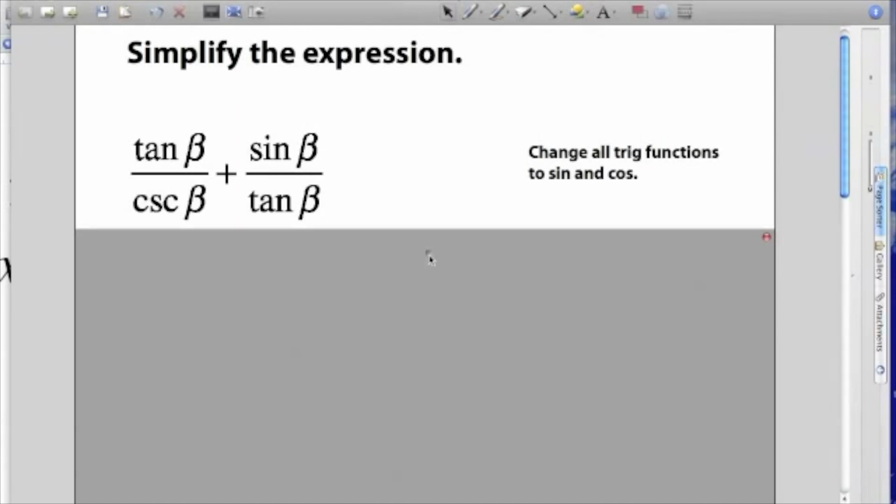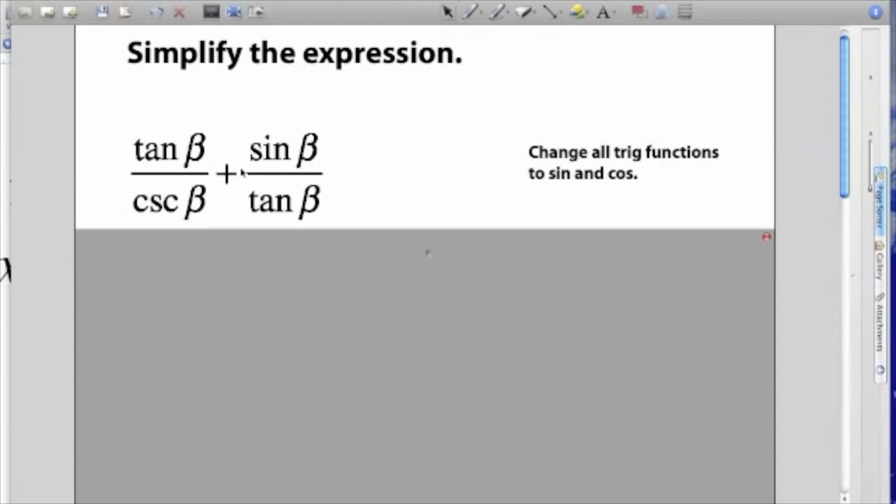I tried to choose one that was somewhat complicated so that you could see the different steps, and if you got confused, you would have this to go back and look over and watch as many times as you need to see the techniques and all of the tips and things that we use to solve this kind of identity. Okay, so the first thing we see is you have tangent of beta over cosecant of beta plus sine of beta over tangent of beta.